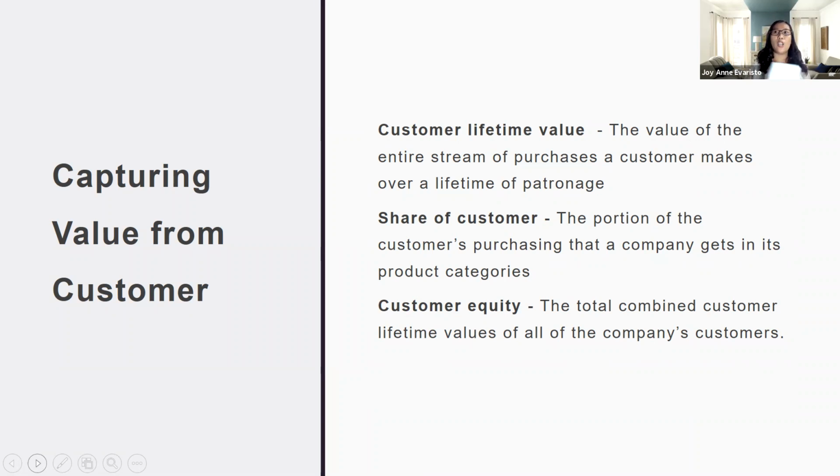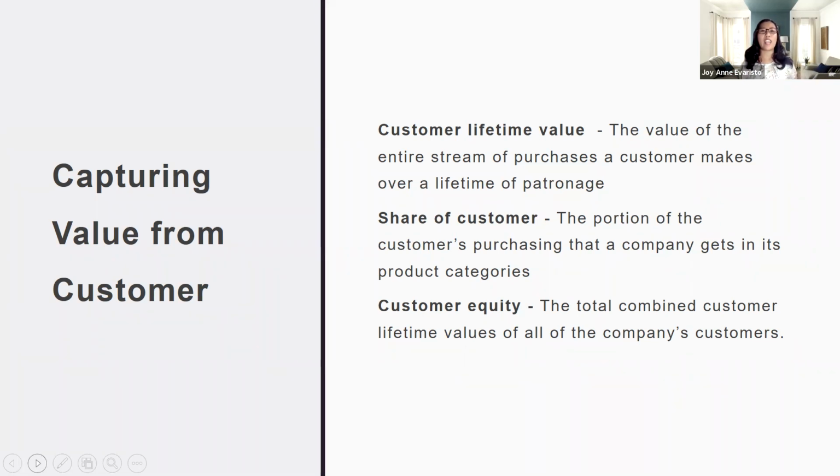For example, you are a loyal customer of Starbucks. Then the customer lifetime value that Starbucks gets from you is the value of the entire stream of purchases that you make to Starbucks over your lifetime. So starting from the time that you started buying from Starbucks up to that last purchase, that is your customer lifetime value.